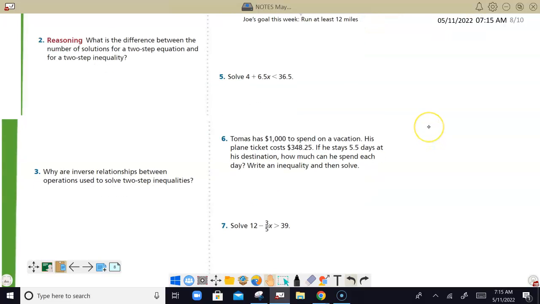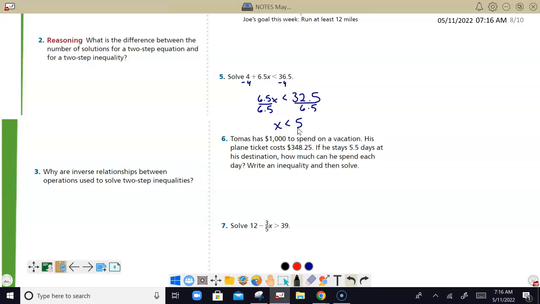Let's do number 5 right here. Let's go ahead and just solve this. This is 2 steps, so let's go ahead and subtract 4, end up at 6.5x less than 5. Now we divide by 6.5 and divide by 6.5. So x is less than 5. I believe that's correct. So do we have to flip the sign? No, because we're dividing by a positive number.